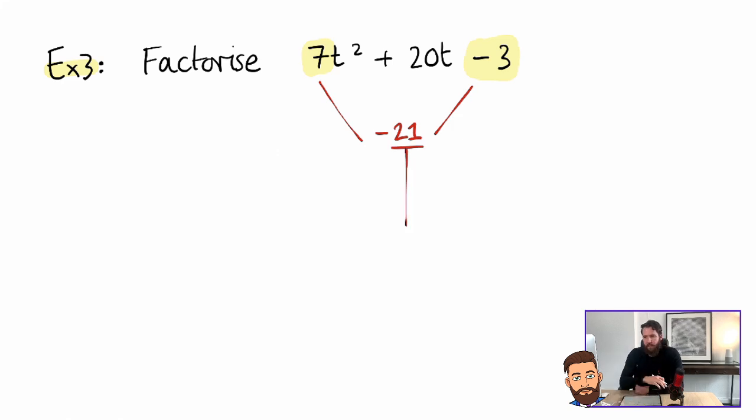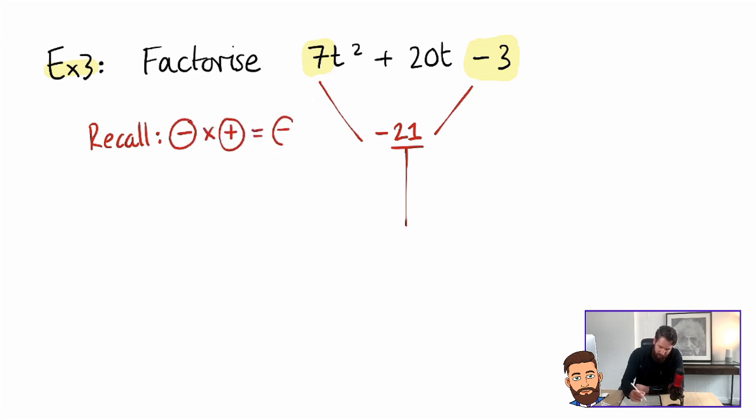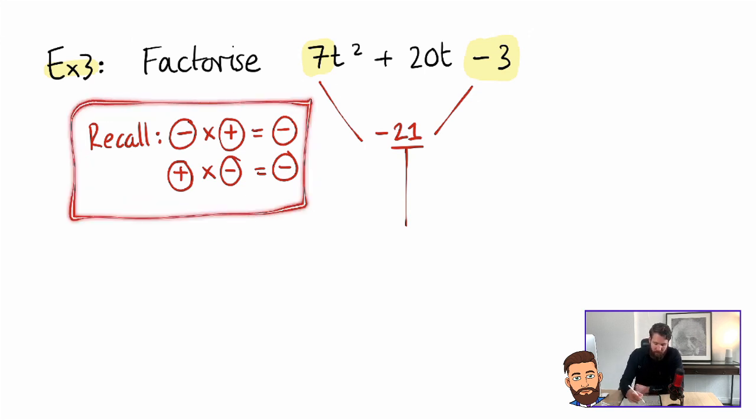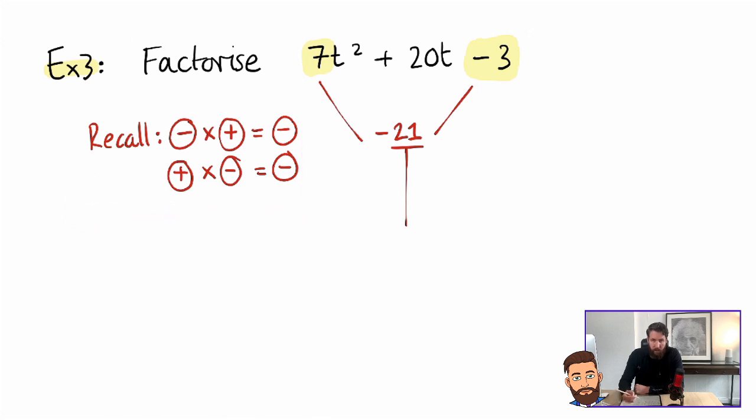So we've got minus 21. We need to list the factors of minus 21. So recall, how do we make a minus? Well, a negative times a positive gives me a negative, and a positive times a negative gives me a negative. Same thing, just the opposite way around. That is going to be really important that you understand that. And that was put in the previous lesson's worksheet. I've got a nice diagram that you can look at, and it gives you all the different options. But a mixture makes a minus.